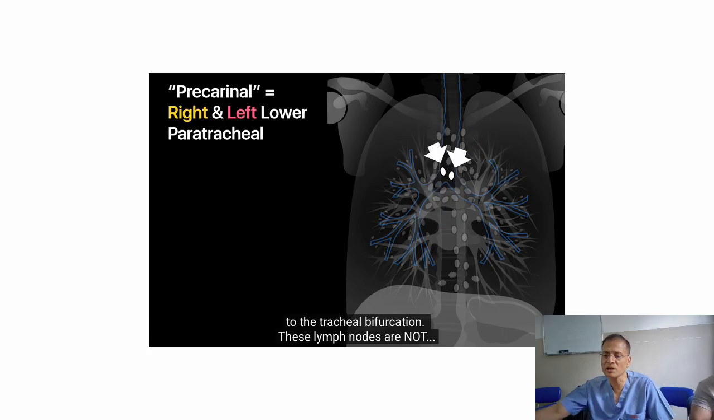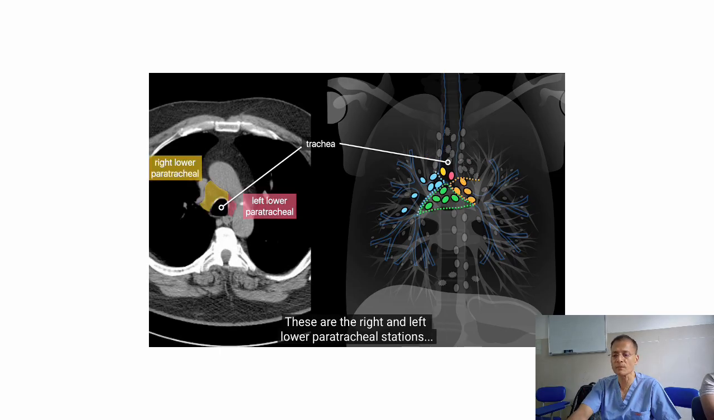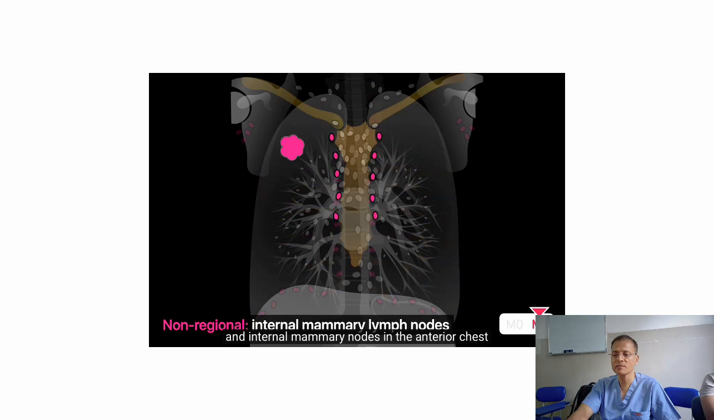There is a nomenclature like calling the precarinal lymph node. But in this classification, there is no lymph node called precarinal. Precarinal should be taken as right or left. It should be either the right 4R or left 4L. And in anatomy, there's a double nomenclature for those lines. The same thing, here again the same image.